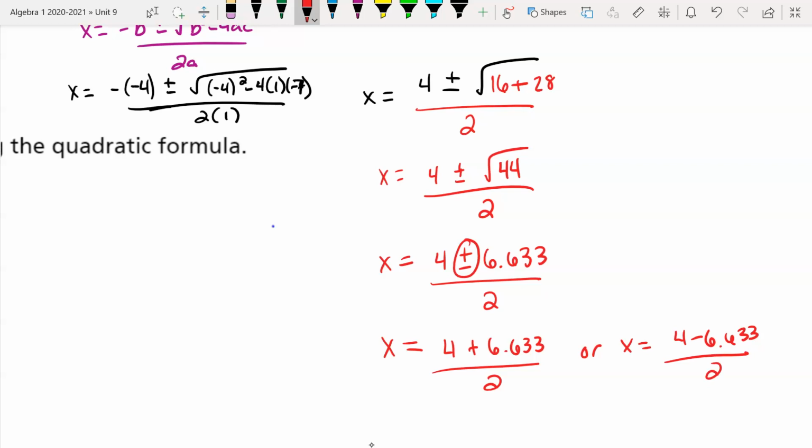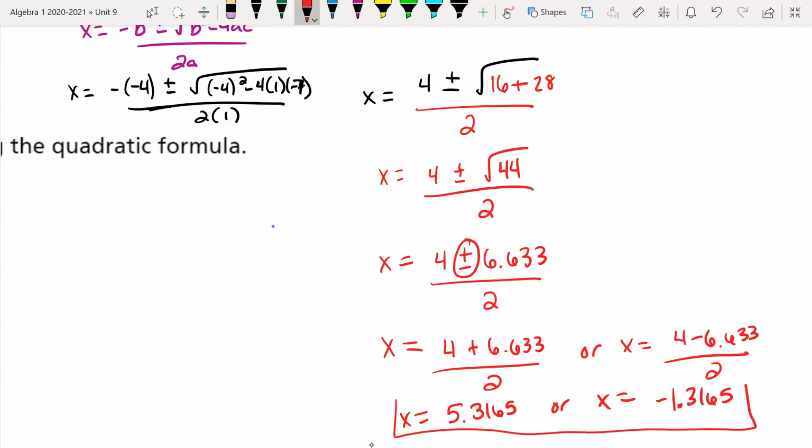So I'm going to take 6.633 plus 4 divided by 2, and I get one of my answers is 5.3165. Or I'm going to take 4 minus 6.633 and divide it by 2, and I get negative 1.3165. So those are your two answers using the quadratic formula.